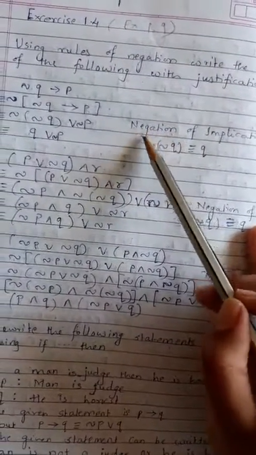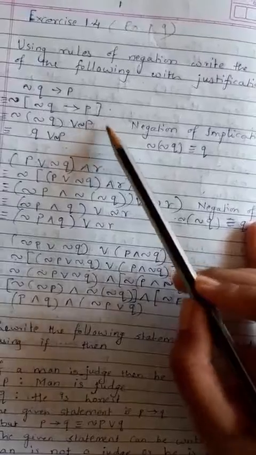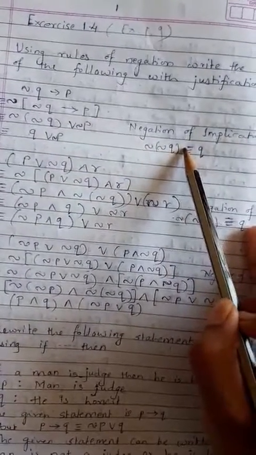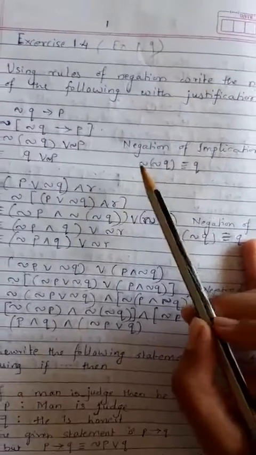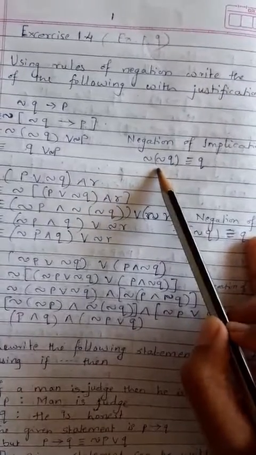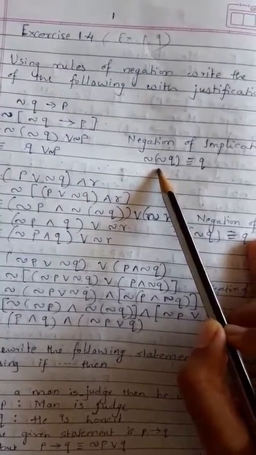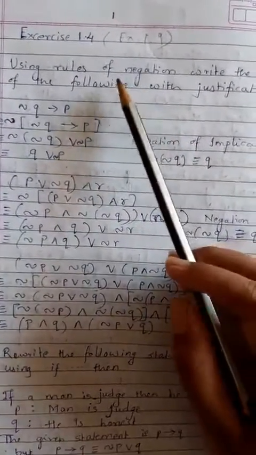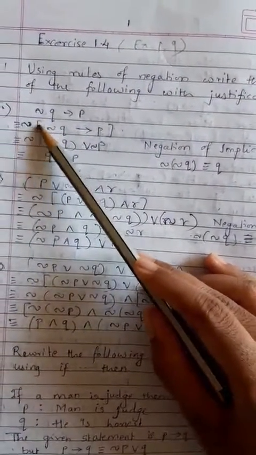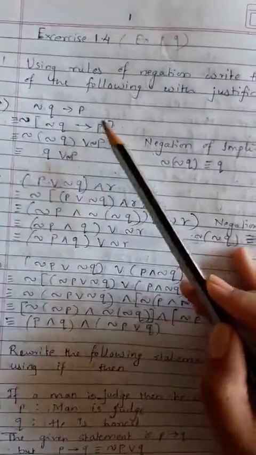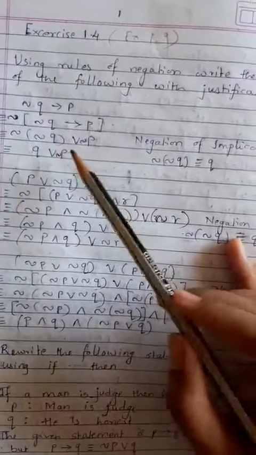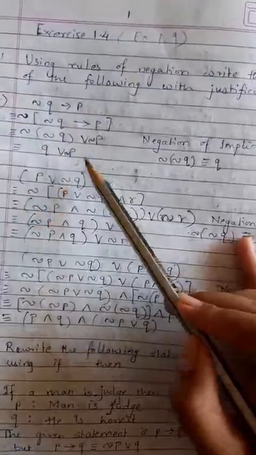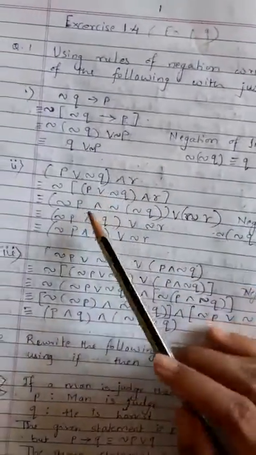So in the first step we have used negation of implication, which we have seen already, and in the second step we have used negation of negation Q is equivalent to Q. While solving, you have to take the negation of the complete statement, and then use the implication law, or whichever law you are using.